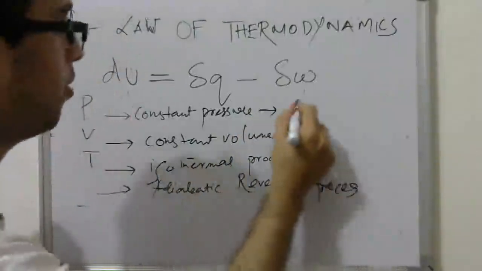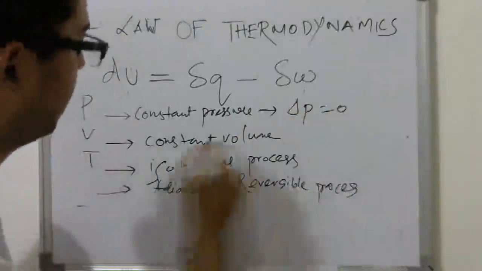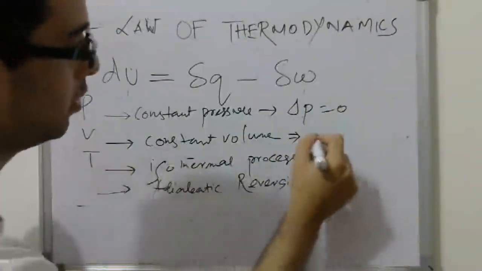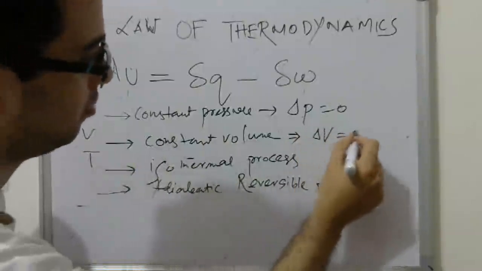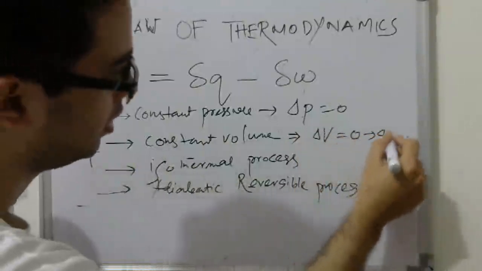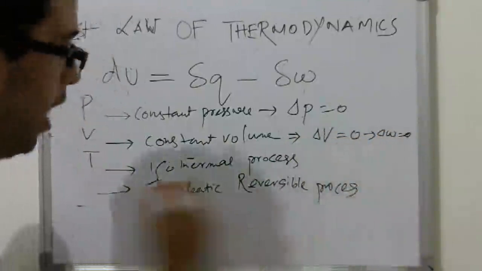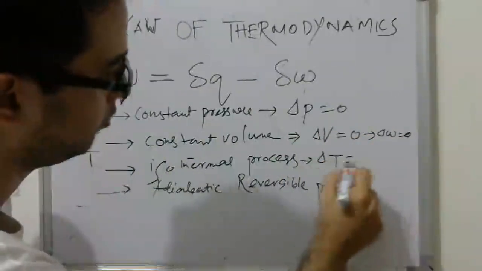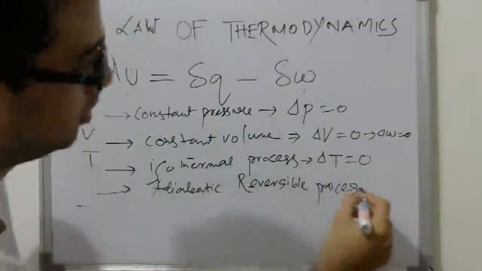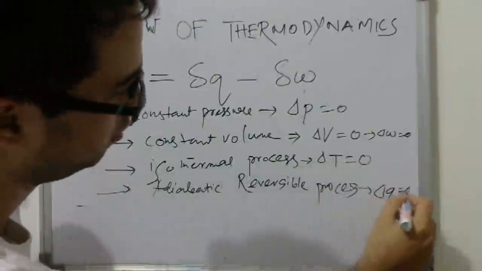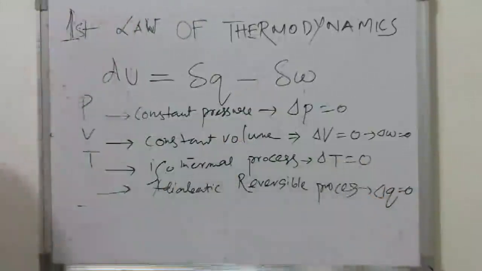In a constant pressure process, delta P equals 0. In a constant volume process, delta V equals 0. That means delta W will be 0. In an isothermal process, delta T equals 0. And in an adiabatic process, delta Q is 0. So these are important parameters.